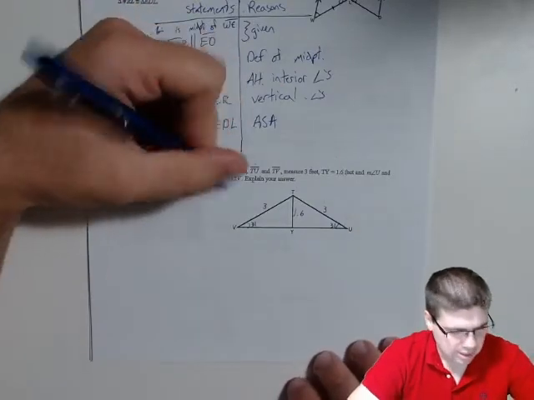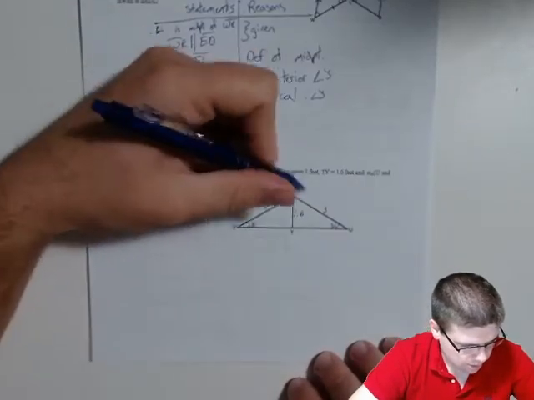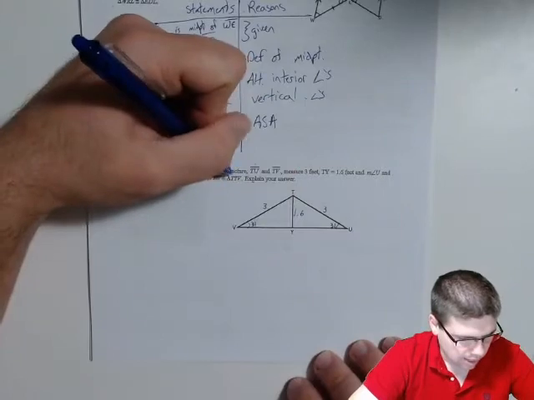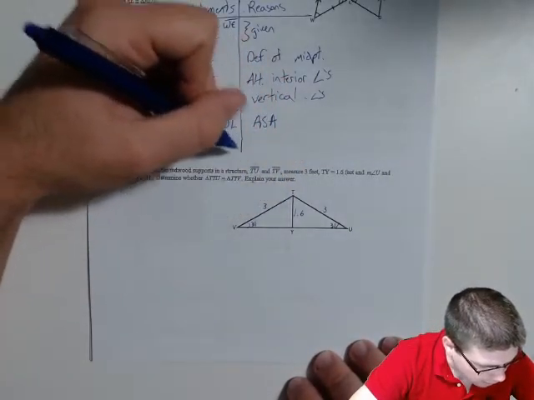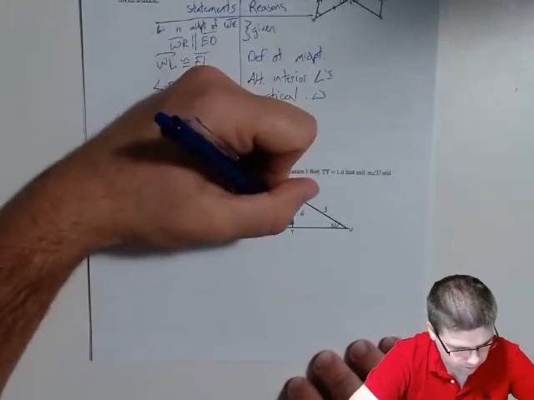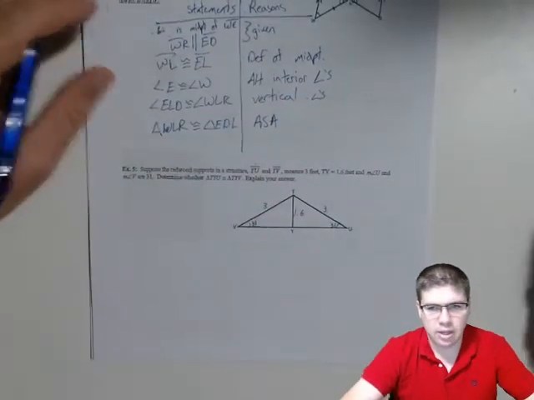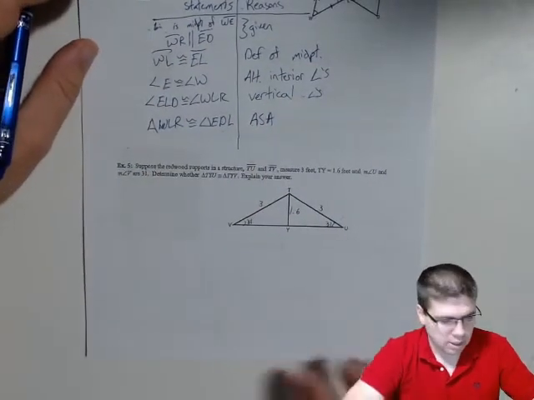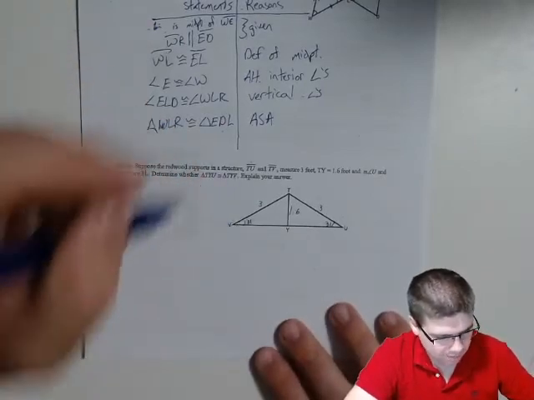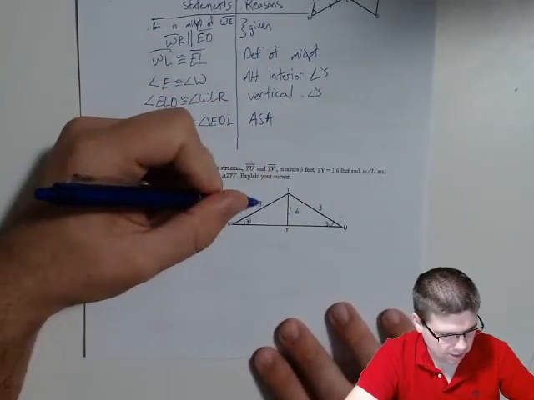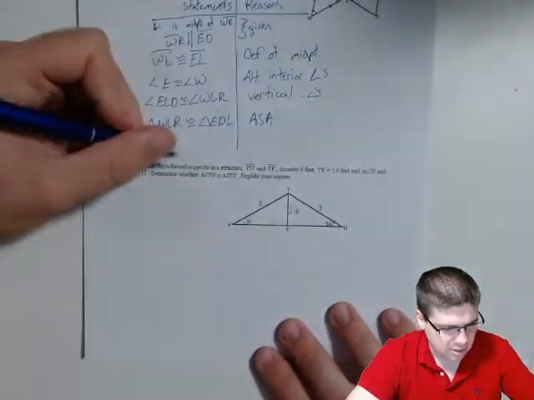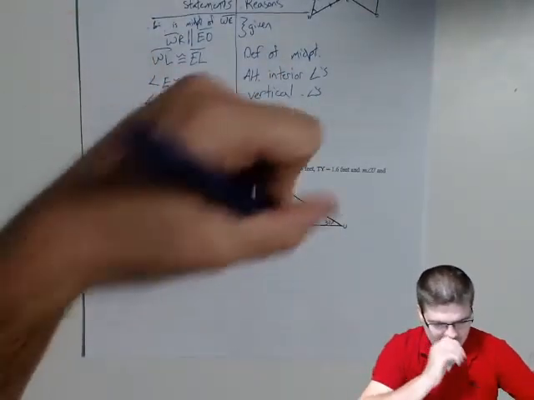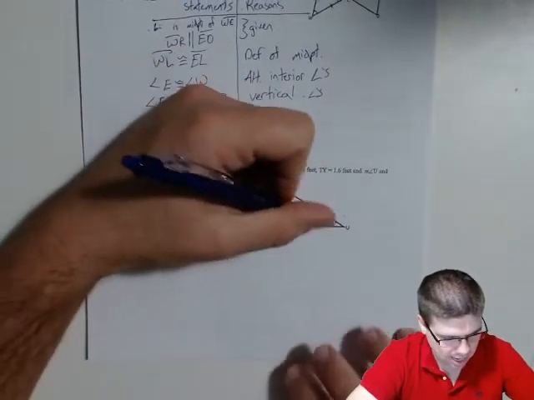Determine whether angle TYU is congruent to angle TYV. So is this angle congruent to that angle? Explain your answer. So what we have here is we've got an angle, a side, and a side, an angle, a side, and a side. So we can't actually know for sure that these angles are congruent.